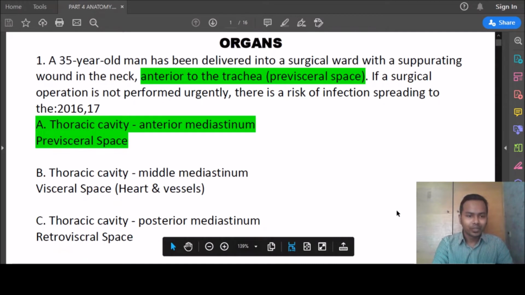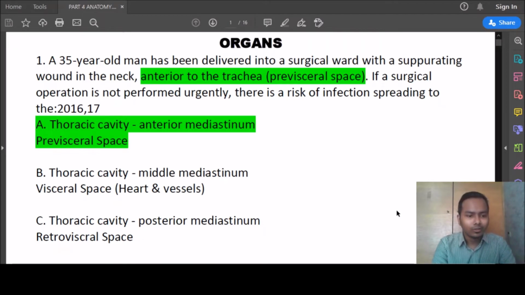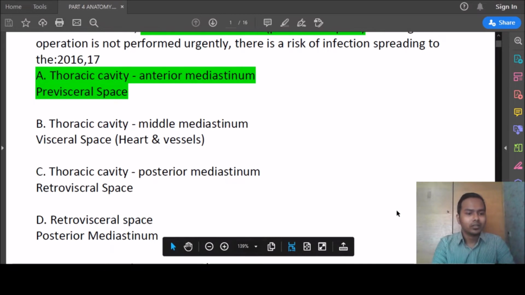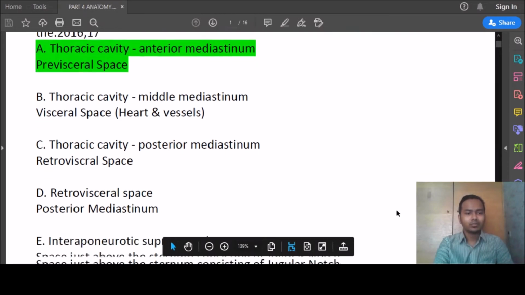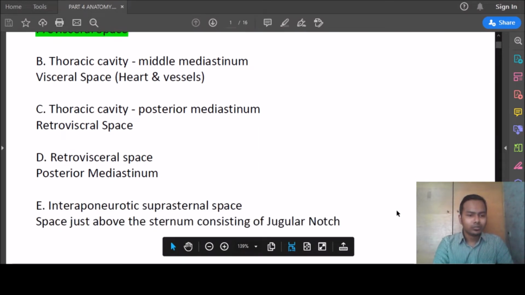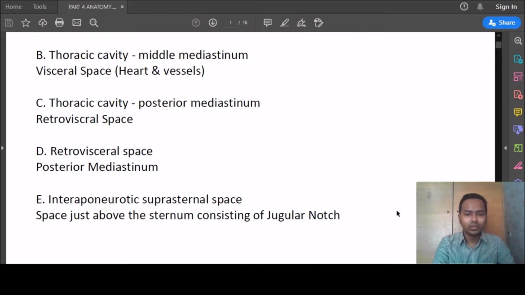For example, in the thoracic cavity, the middle mediastinum is the visceral space, where there is the presence of the heart and vessels. Also the retrovisceral space is the posterior mediastinum, and also the lateral space. Also, the interaponeurotic suprasternal space is just above the sternum, where there is the jugular notch.